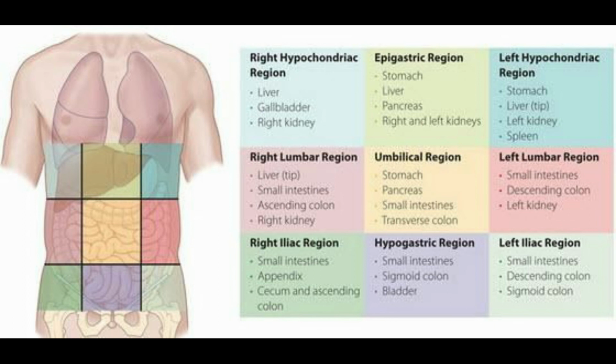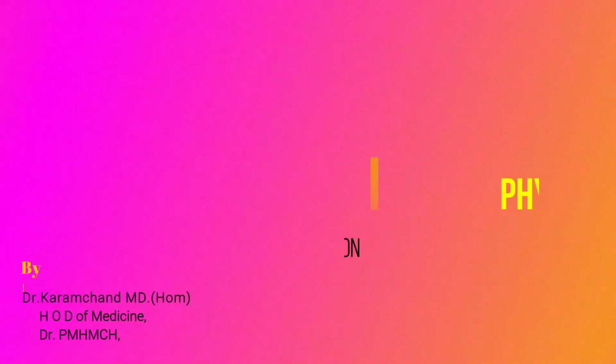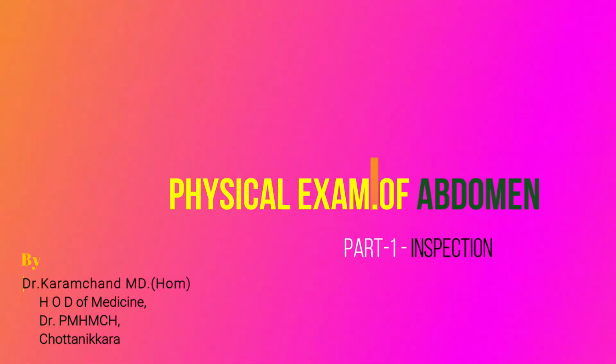So from simple inspection itself, regarding the shape, umbilicus, movement, dilated veins, visible pulsation or peristalsis, the texture of the skin and the possibility of hernial sites, etc., you get a great clue regarding the underlying pathology, and the same can be achieved by simple inspection. Thank you.